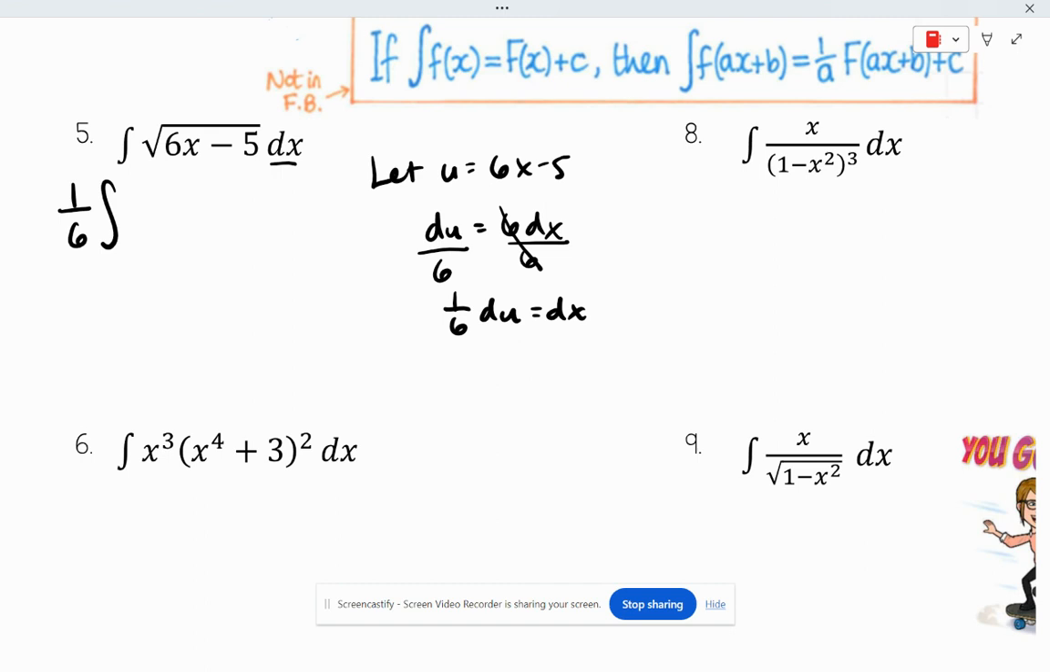This one has an inner function. If you have something that looks like this, technically there's an inner function, it's just a plain old x, but you can just rewrite this as a singular power and then integrate.